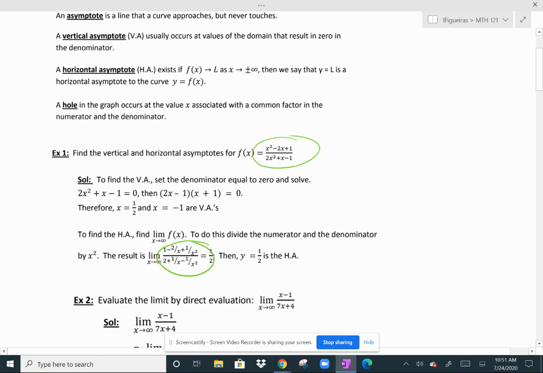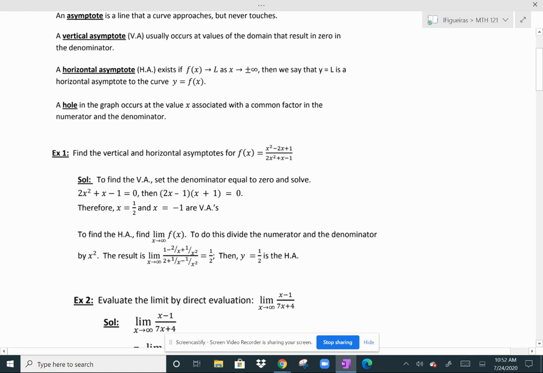You get 1 minus 2 over x plus 1 over x squared, over 2 plus 1 over x minus 1 over x squared. But as x approaches infinity, all of these fractions, minus 2 over x, 1 over x squared, 1 over x, and minus 1 over x squared, approach 0. So that just leaves you with a value of 1/2. And so therefore, y equal to 1/2 is your horizontal asymptote.